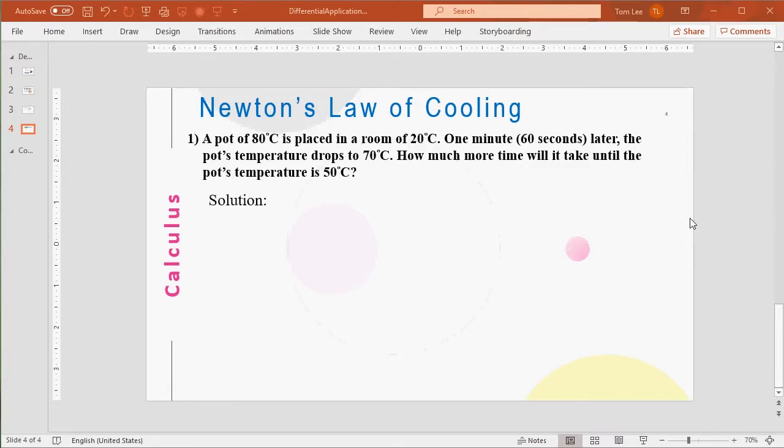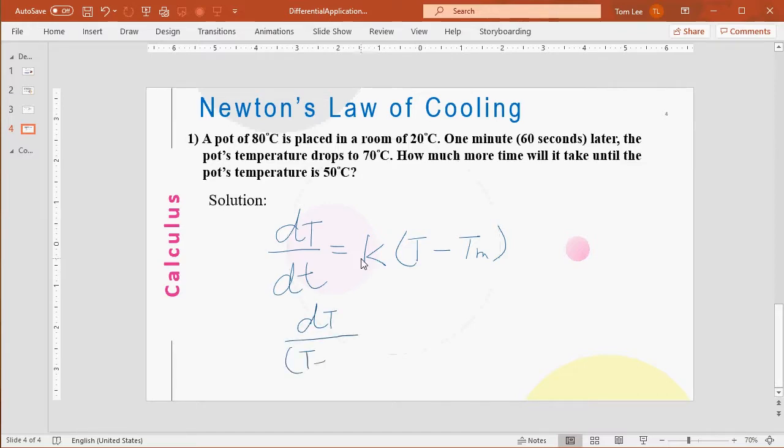So the solution is that Newton's law of cooling is dT by dt equal to k times (T minus T_m), where T_m is the temperature of the environment. Then we move the T over, and we get dT over (T minus T_m) equal to k dt. Then we integrate both sides. On the left-hand side, we get log of (T minus T_m) equal to kt, because k is a constant and when we integrate it we get the small t.